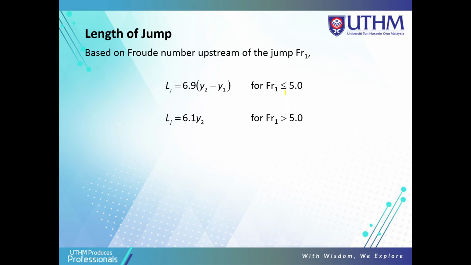If the Froude number is less than 5, we use the length of jump as 6.9 times (y2 minus y1). If the Froude number is more than 5, we use this equation, 6.1 times y2. So this is for Froude number more than 5 and less than 5. We use these equations to find the length of jump.